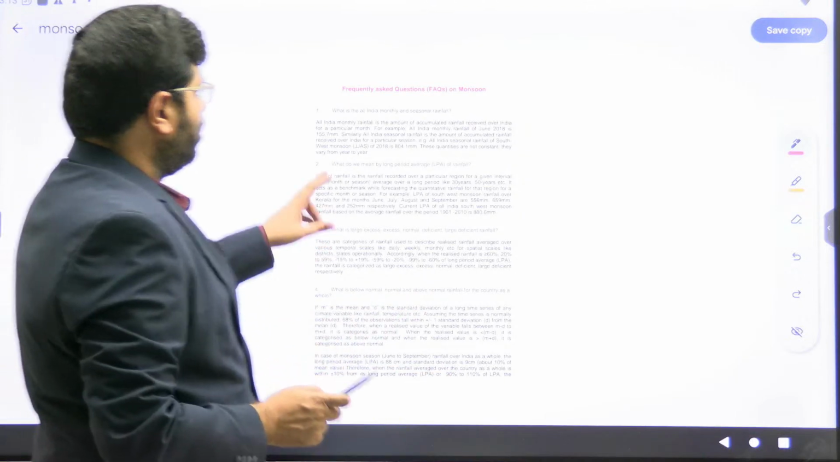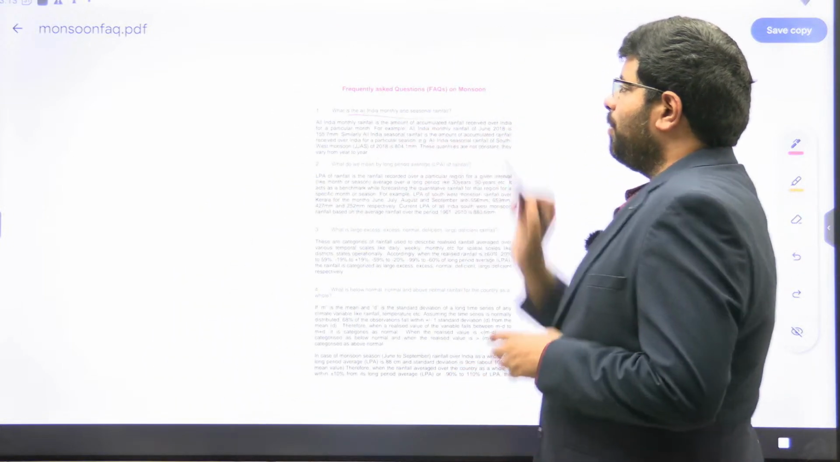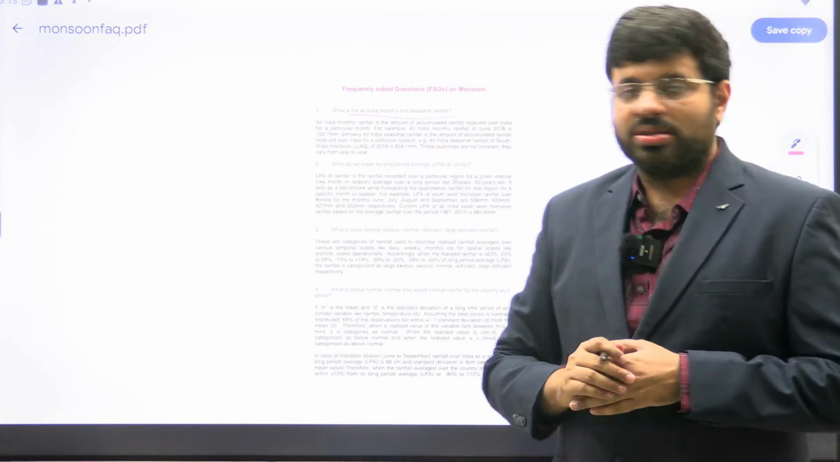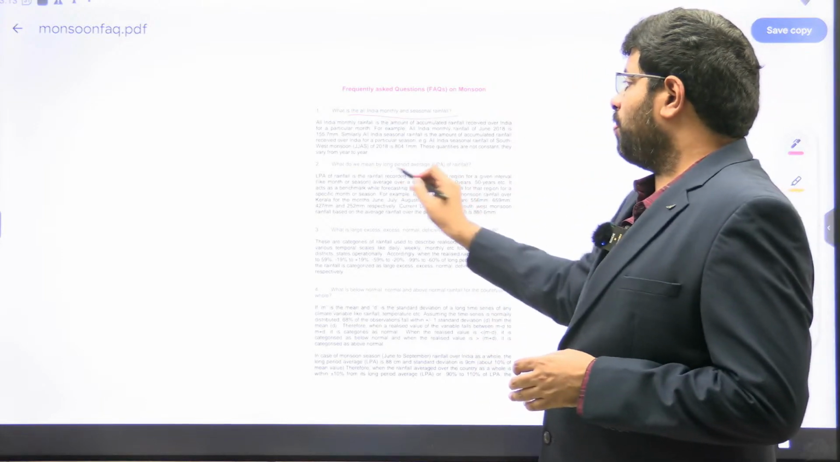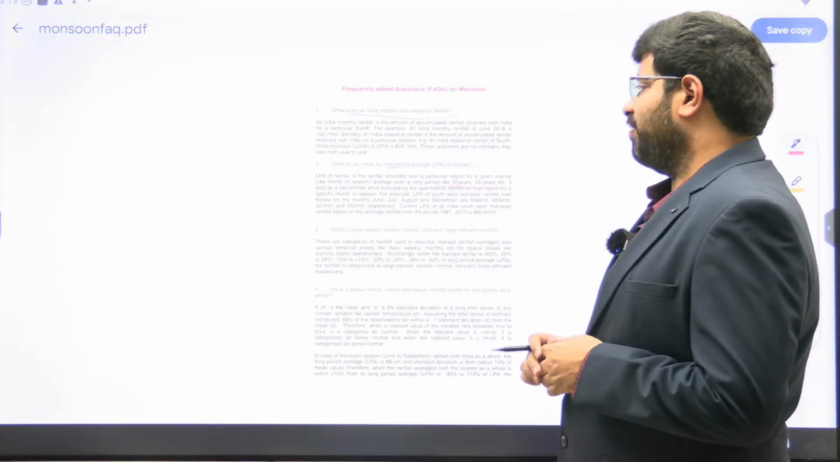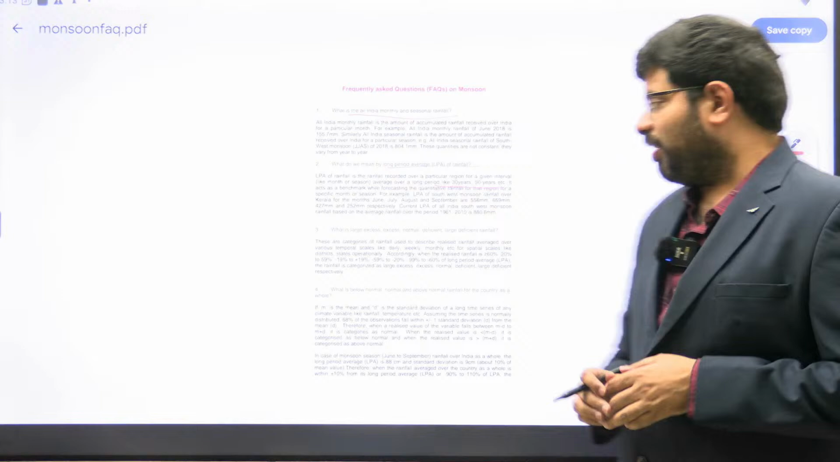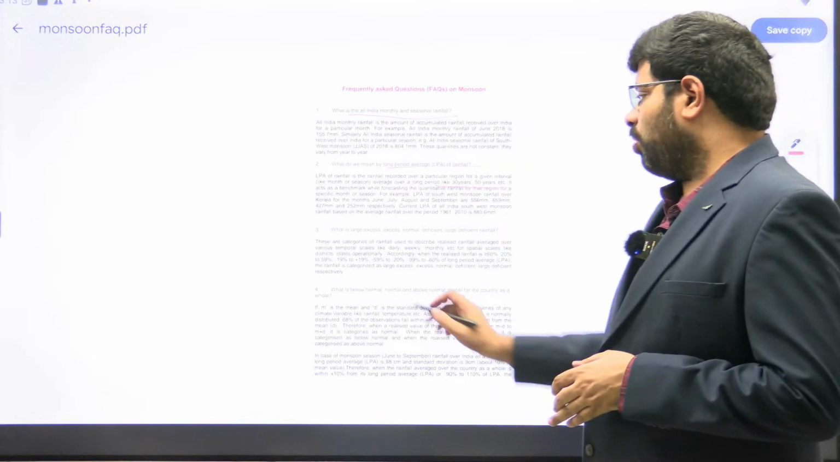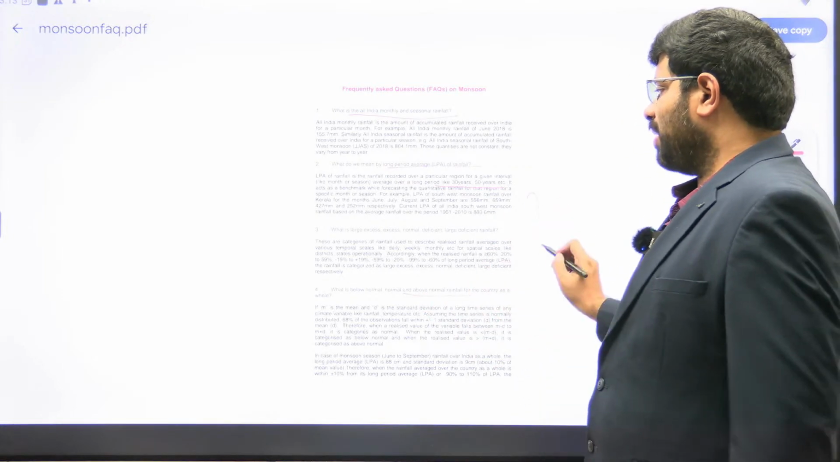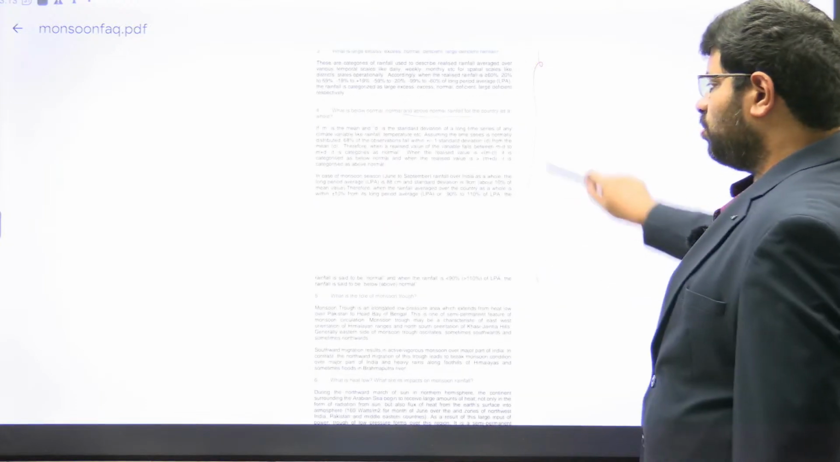You see here, they have given various annotations. What is all India monthly and seasonal rainfall? What do you mean by long period average? So long period average is the rainfall over the last 30 years, 50 years, etc., which is the benchmark for understanding the extent of rainfall. What is below and above normal? They have given a wonderful understanding of all these kind of things.